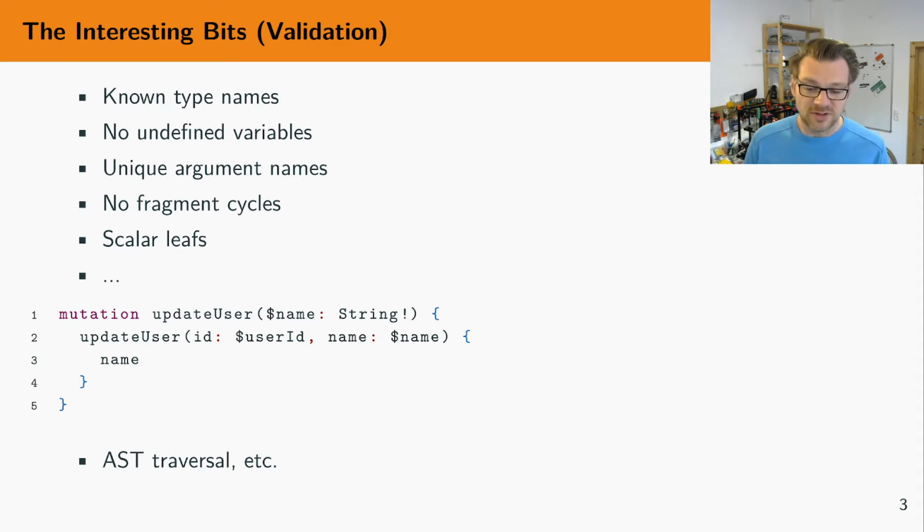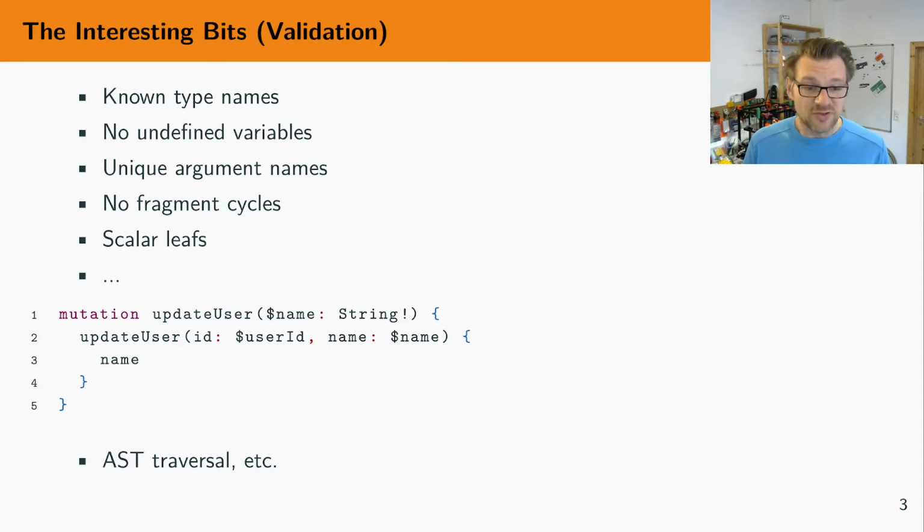Also very interesting is the validation of your query. So GraphQL defines a type schema, and with that you have the capabilities of doing basically type checking on your query. So one thing that you can check is that you pass in known types. So for instance here, the first argument to this update user mutation is a string. And if the string weren't defined, you could say, hey, type error, can't process this query.